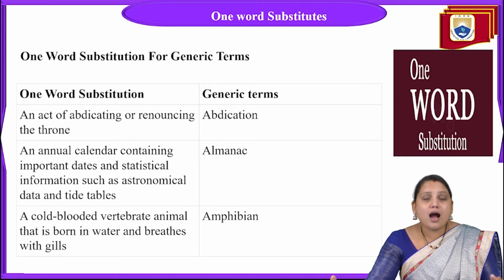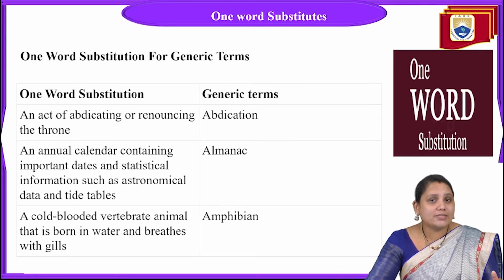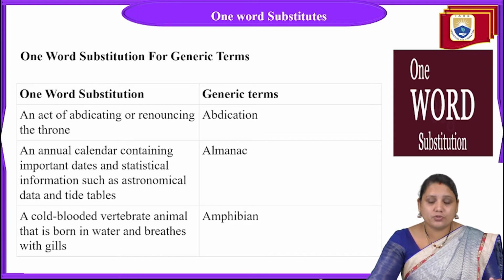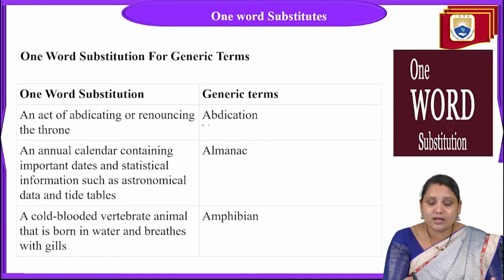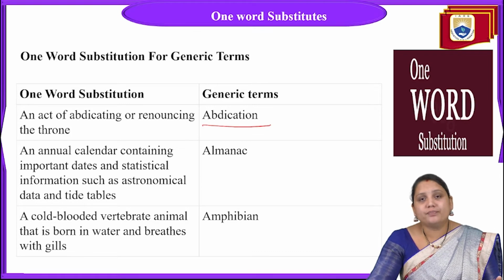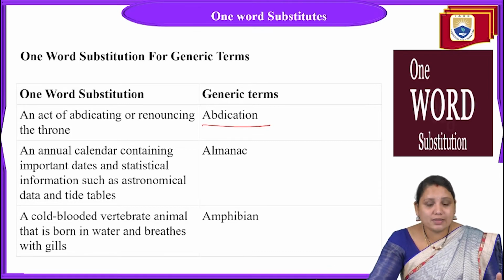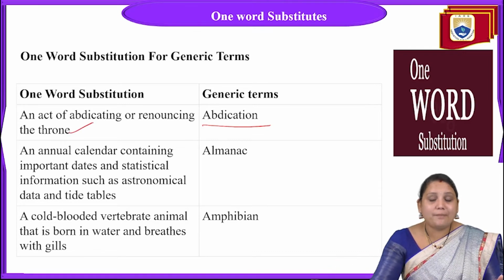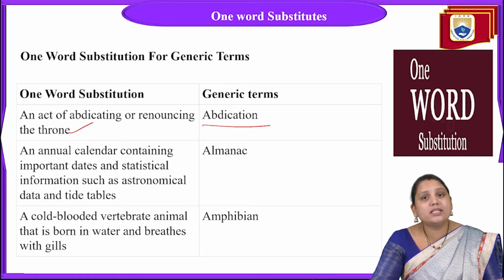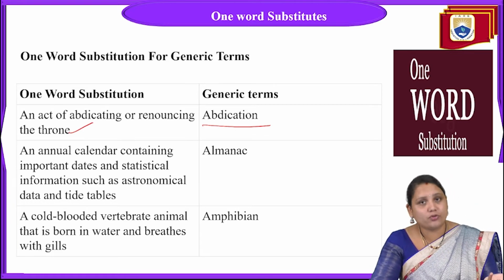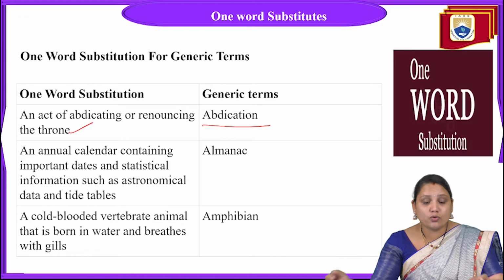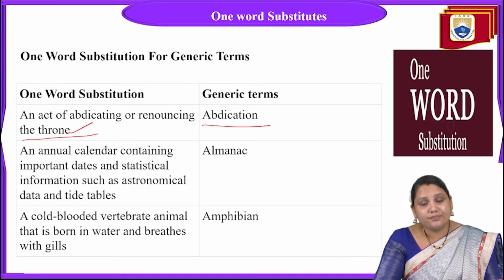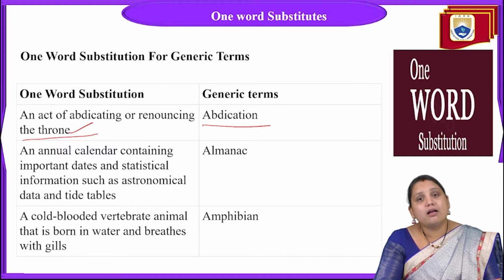Now, what are the generic terms? Try to understand with this example. One word substitution and the generic term. Abdication. What does it mean? An act of abdicating or renouncing the throne. That means taking off the throne that is occupied by someone. Then what is the term which we are going to use to replace such a big meaning? It is abdication.